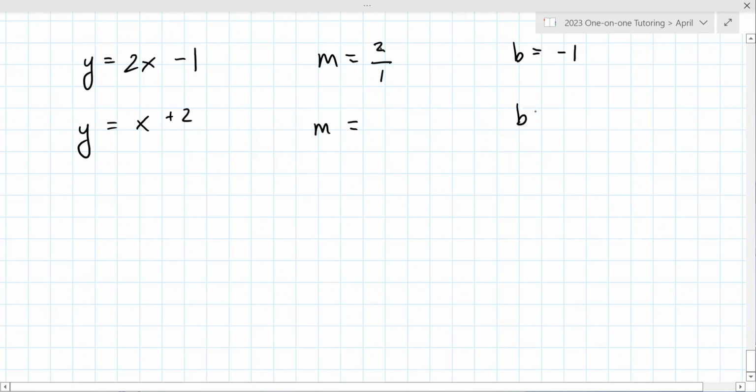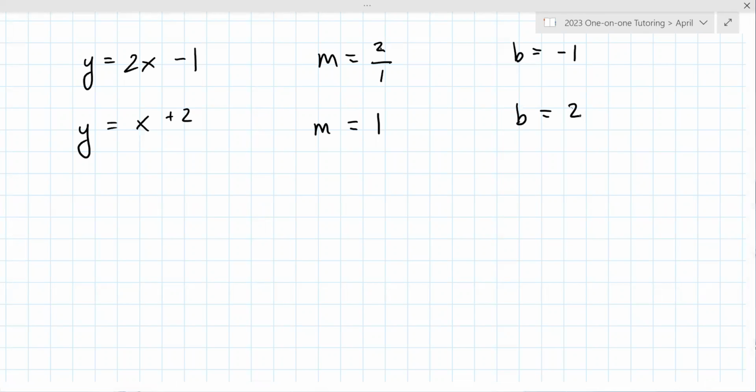What about for the next one here? What's the slope and the b value? The slope is 1, and the b value is 2. Good. All right. So go ahead and graph both of these and see if you can determine the intersection. It is a nice point.